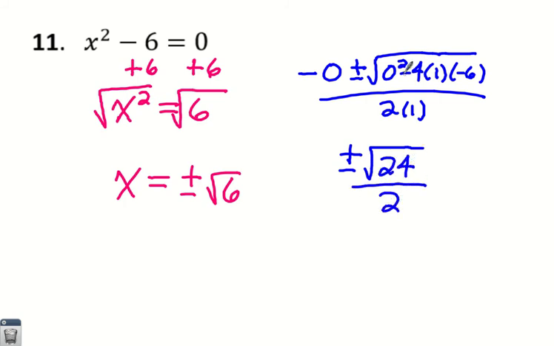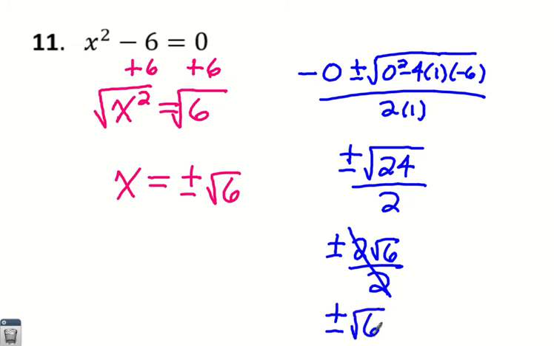So remember, negative 4 times 1 times negative 6. Keep track of your negatives. That's positive 24. Well, guess what? Root 24 simplifies to 2 root 6. And now do you see how we end up with plus or minus? Because those cancel. And so just showing you that either way you should end up with plus or minus root 6.